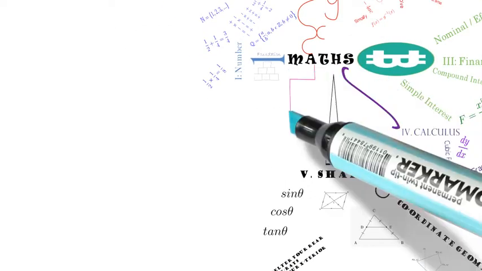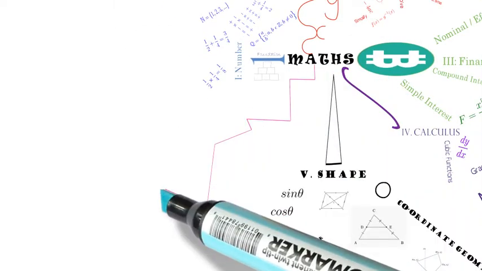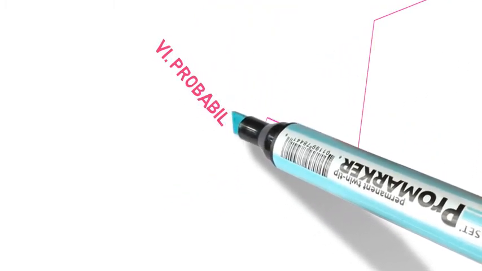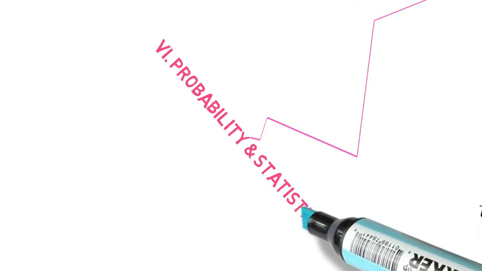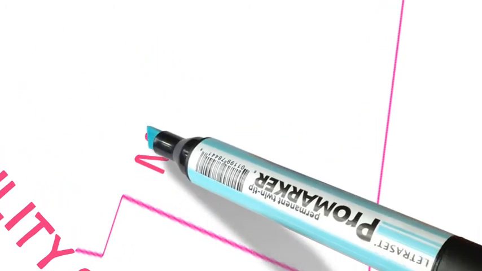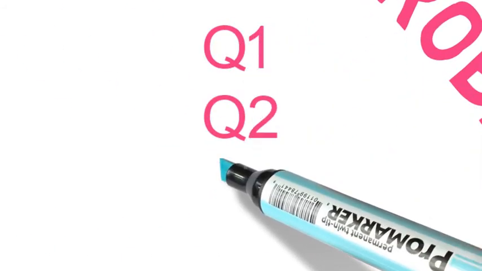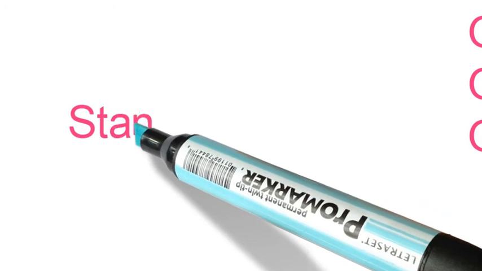The 6th and last area is probability and statistics, the mathematics of data and prediction. Here we deal with measures of centrality like the mean, mode, and median, or the different quartiles, and also at measures of spread like standard deviation.